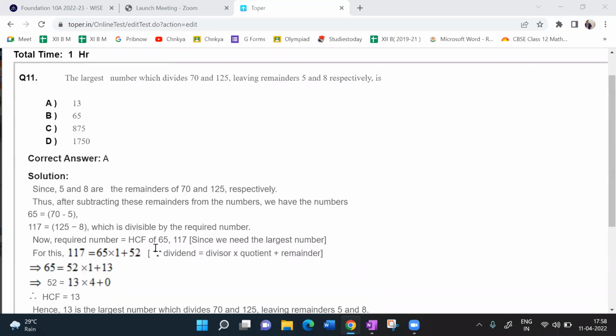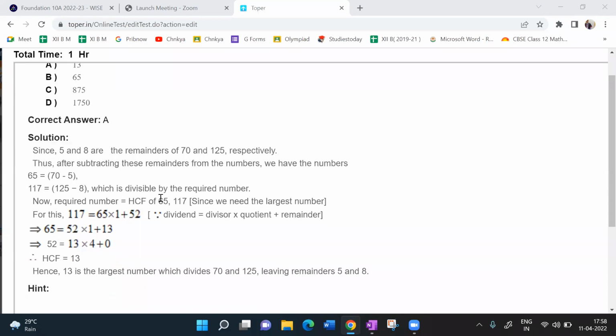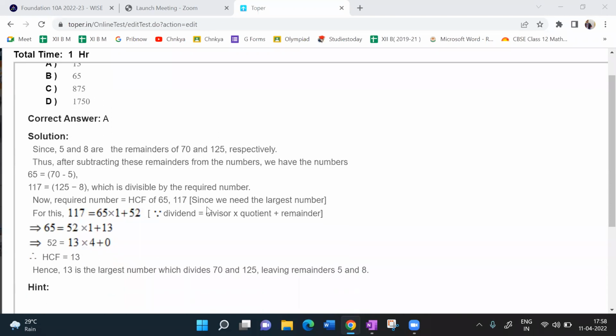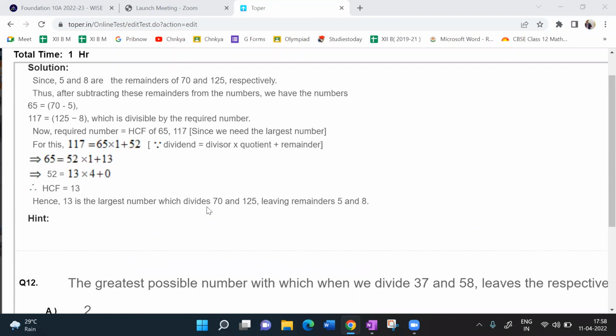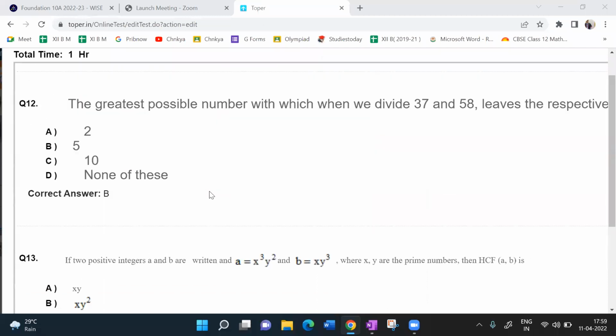Is it clear, people, this one? 70 and 125, leaving the remainders. So 70 minus 5, 125 minus 8. Is it clear or not, people? Yes, sir, clear. Find out the HCF of the numbers which you get there. 65 and 117, go and check. Yes, 65 and 117 we are getting after subtracting the remainders. So the HCF of both the numbers will be 13.